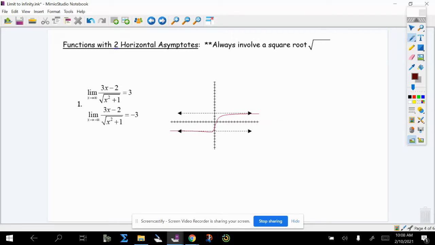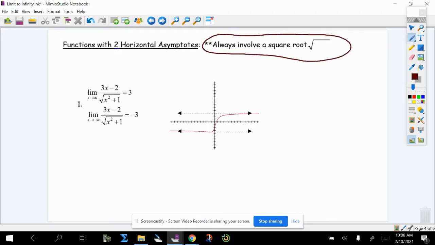Next part of 3.5 is what happens to actually create a second horizontal asymptote. Everything we talked about in the first video either had one horizontal asymptote or none. It is possible for a function to actually have two horizontal asymptotes. Now, this is only going to happen if you have a square root. I guess technically it could happen with a fourth root, although I've never seen anything show up. It seems like square root's the common one.